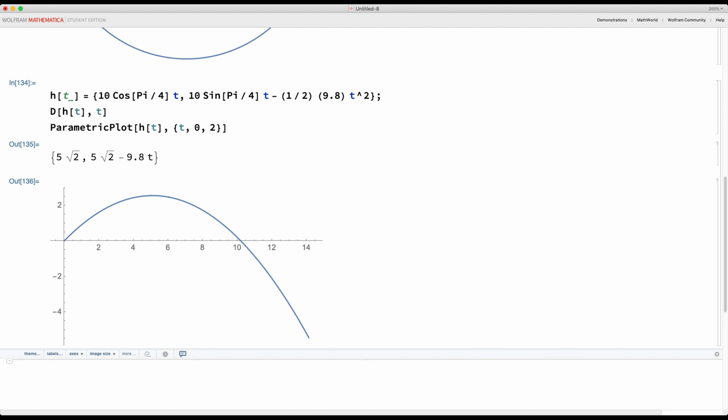And that's only because we take a specific angle. And then similarly for the y coordinate, we've got the front term, which we already know what to do there. And then what's the derivative of minus a half 9.8t squared? Well, minus 9.8t. That's the gravity part. So that function there, 5 root 2 comma 5 root 2 minus 9.8t, that is our velocity function.